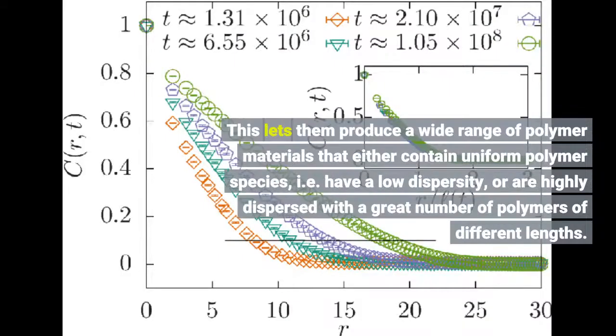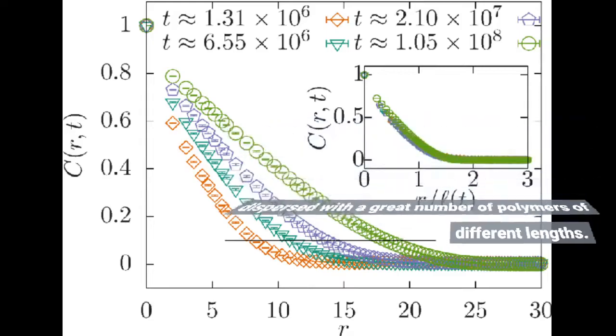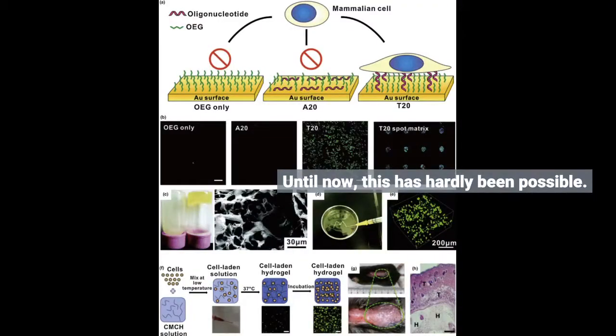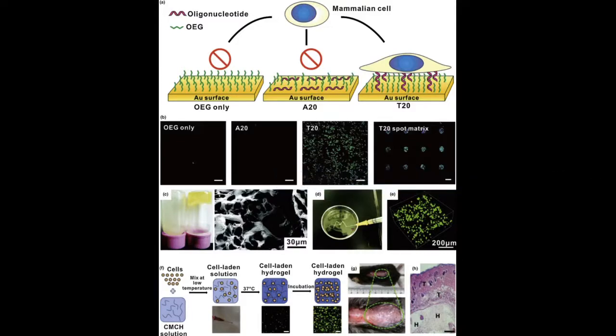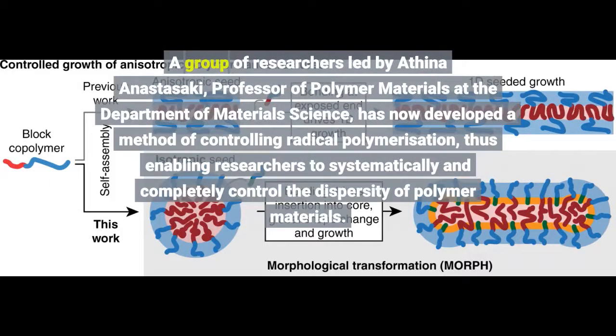This lets them produce a wide range of polymer materials that either contain uniform polymer species, i.e., have a low dispersity, or are highly dispersed with a great number of polymers of different lengths. Until now, this has hardly been possible. A group of researchers led by Athina Anastasaki, professor of polymer materials at the Department of Materials Science, has now developed a method of controlling radical polymerization, thus enabling researchers to systematically and completely control the dispersity of polymer materials.